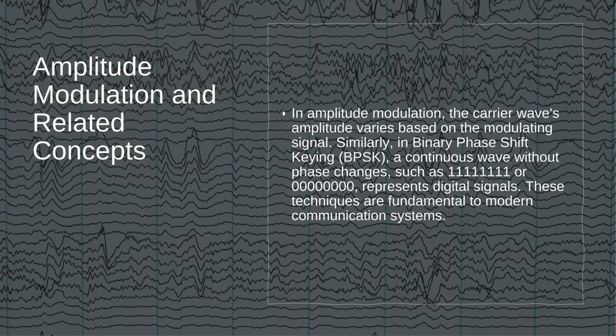Before we wrap up, let's briefly touch on amplitude modulation, where the amplitude of a carrier wave changes according to the modulating signal. Similarly, in binary phase shift keying, a continuous wave with no phase change, such as this binary that consists of ones or this binary that consists of zeros, represents digital signals. Techniques like these are integral to modern communication systems.